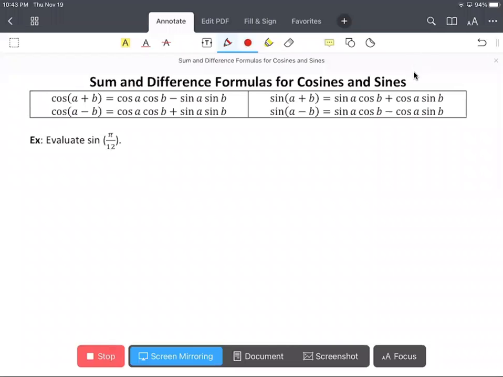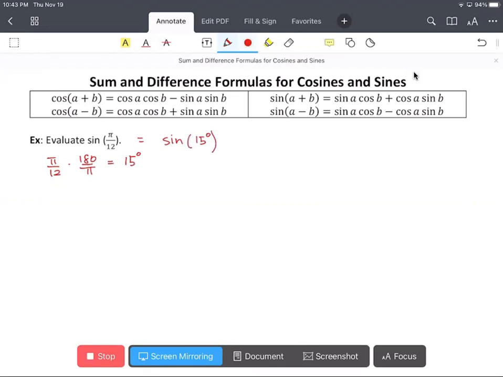In this video, we're going to go over sum and difference formulas for cosines and sines. And for our example, we have our angle in radians. So it's much easier if you convert your radians to degrees, and that's what I'm going to do. So pi over 12 times 180 over pi gives us 15 degrees. So I can rewrite sine pi over 12 as sine 15 degrees.